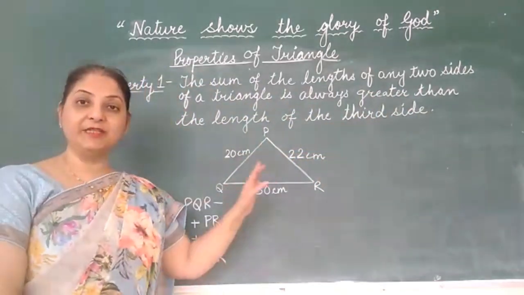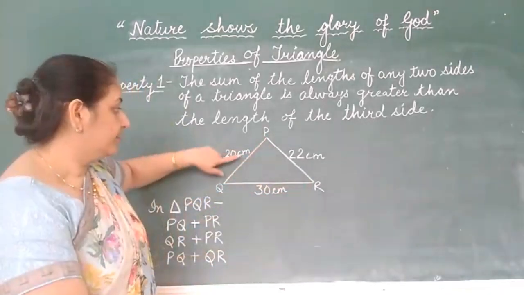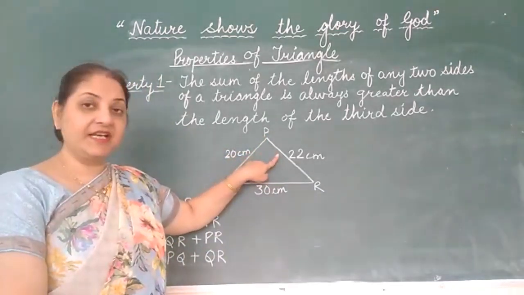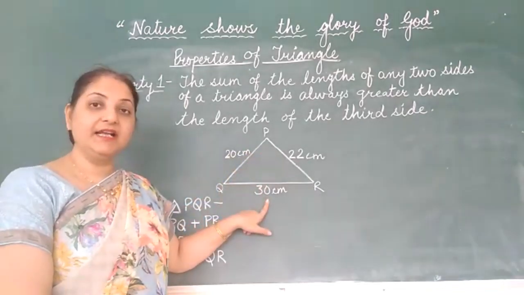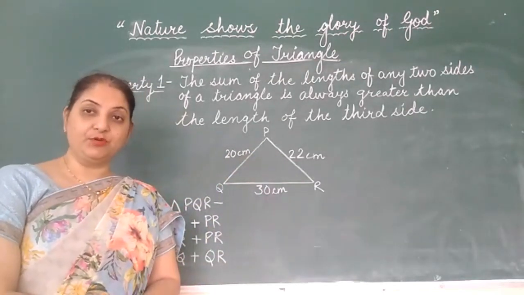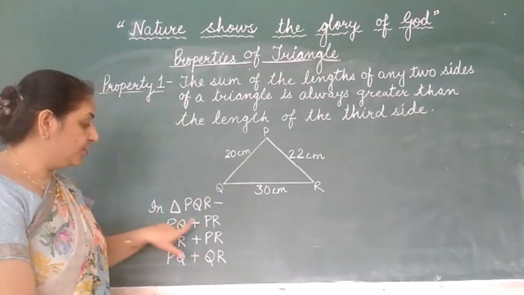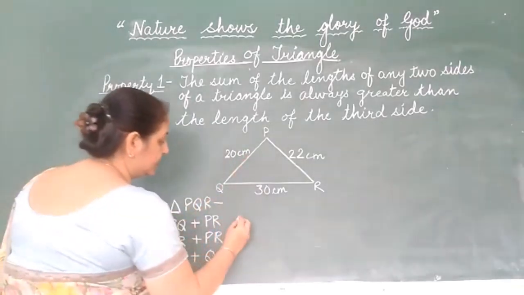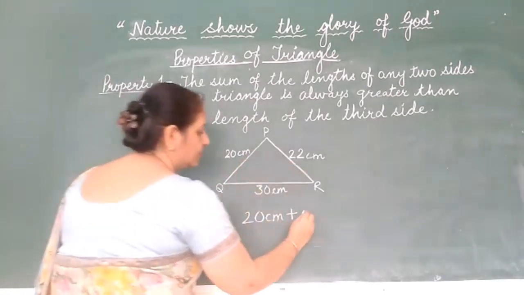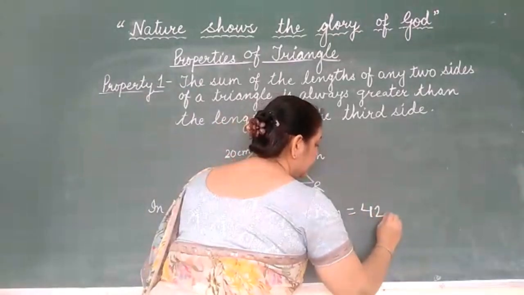Let us try to understand with an example. Here I have taken a triangle PQR, where the first side PQ is 20 centimeter, second side PR is 22 centimeter and third side QR is 30 centimeter. Now I am going to take two sides to get the sum of those. First of all, in this triangle, let us add the sides PQ and PR. Side PQ is 20 centimeter plus side PR is 22 centimeter, which is 42 centimeter.